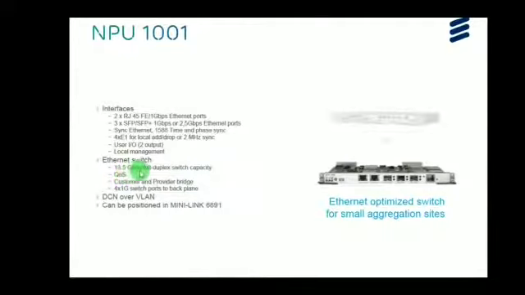It provides 13.5 Gbps full duplex switch capacity. Quality of service: customer or provider bridge. 4 1 GbE switch ports to backplane, and it also provides DCN over VLAN configuration, and it can be positioned in Mini-Link 6691.